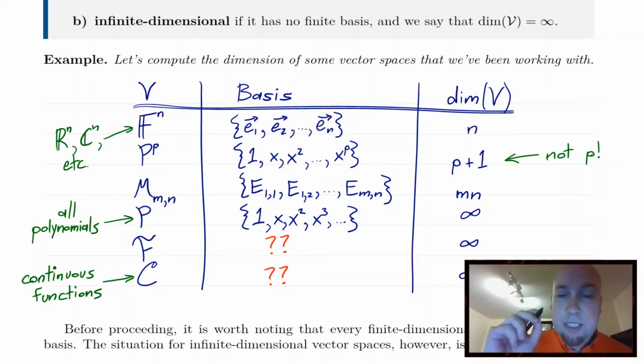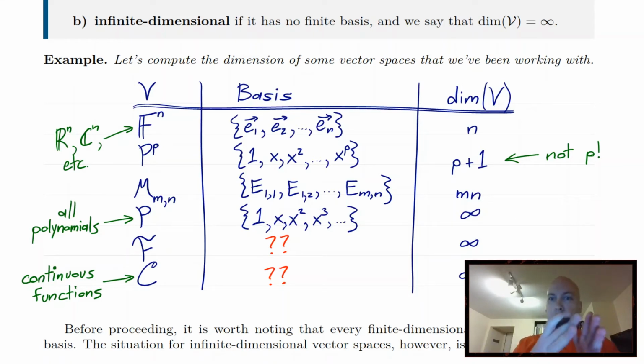1, 2, 3, just count them up. There are n of these vectors, so that's what the dimension of that vector space is. Fn is n-dimensional, which, again, hopefully is sort of intuitive, right? Rn is an n-dimensional space. Yeah, seems right.